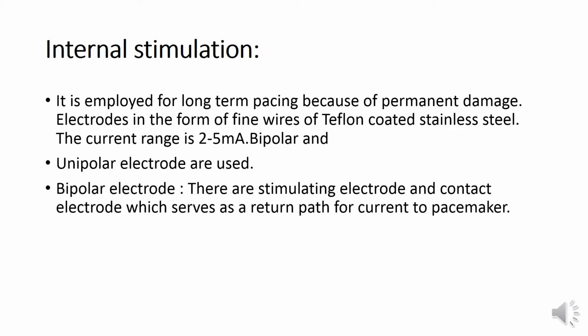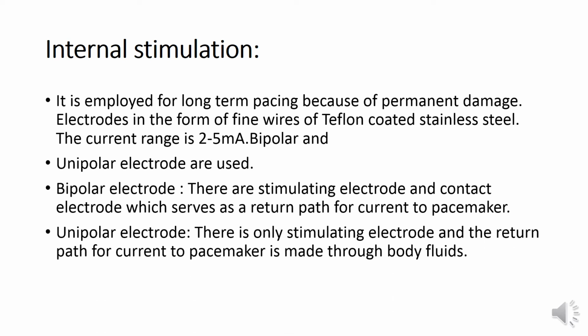In the internal simulation, bipolar and unipolar electrodes are used. The bipolar electrode has a simulating electrode and a contact electrode, which serves as a return path for current to the pacemaker. Next is the unipolar electrode. There is only a simulating electrode, and the return path for current to the pacemaker is made through the body fluid. This is the difference between the bipolar and the unipolar electrodes.